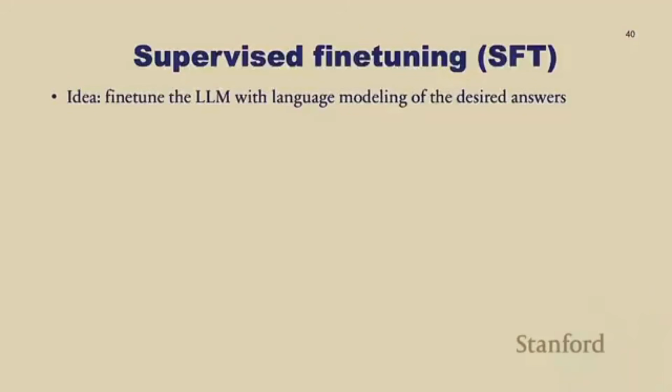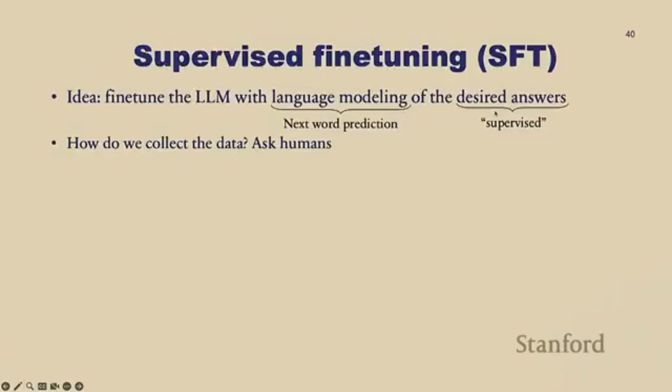Okay, SFT. Supervised fine-tuning is exactly what I just said, which is the idea of fine-tuning the large language model on the desired answers that are collected from humans. So why is it called supervised fine-tuning? Because you basically want to do language modeling on the real answers. Language modeling is this next word prediction, and that's the fine-tuning part. And then you want to do it on desired answers given by humans. So that's why we call it supervised. So how do we collect this data? Well, I just said it. You just ask humans to tell you this is a question, this is the answer that you would want from some of these models.